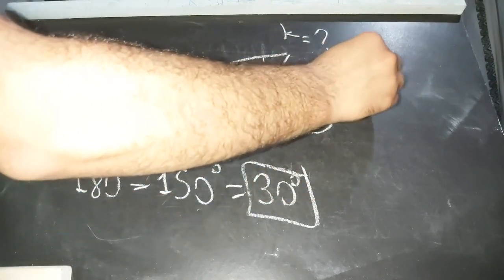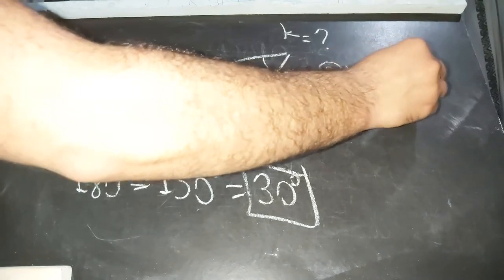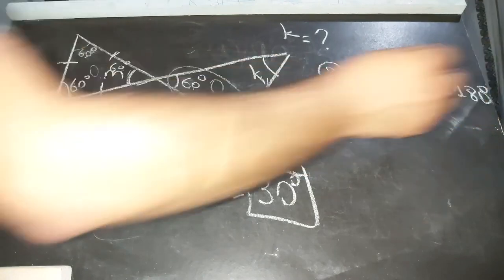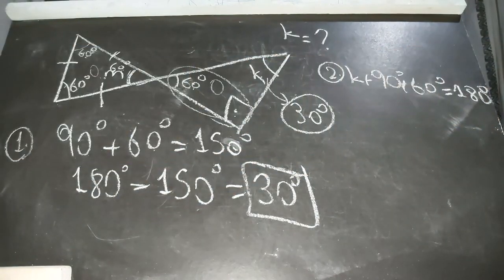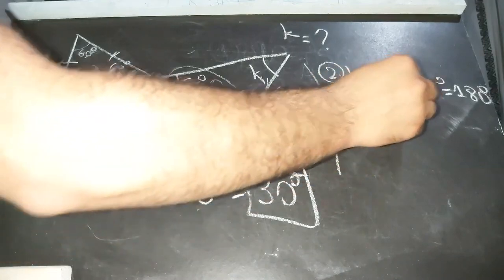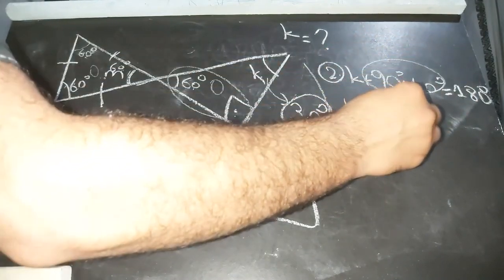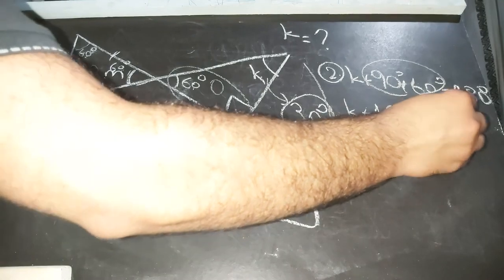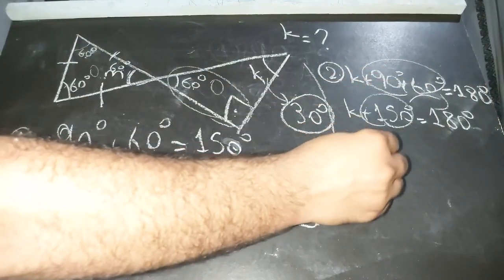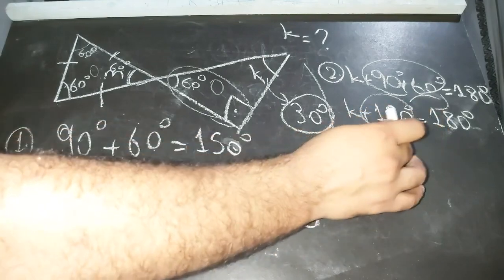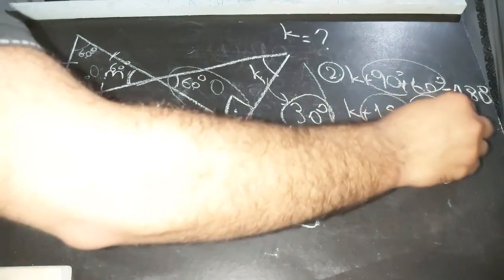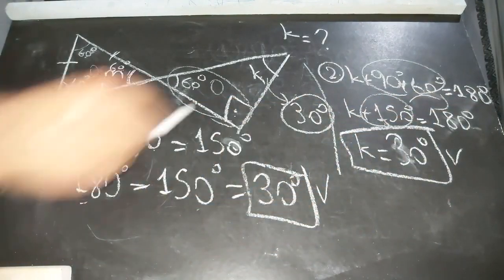That will be k plus 90 plus 60 equals 180. Right now, so k plus, add them up, 150 equals 180. Then this one goes to the other side as subtraction. K will be 180 minus 150, which is 30 degrees. Okay, first and second method.